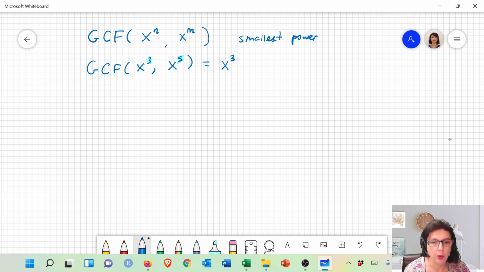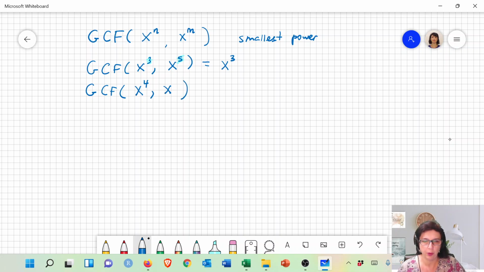Okay, so what if I find the GCF of x to the 4th and just x, and x has no power? If a variable has no power, that means the power is 1. We can always stick a power of 1 in there, and it's the same thing because raising to the power 1 does not change the number. Now we're just looking at the two powers and trying to find which one is the smallest, and that would be 1, obviously. So that's just x to the power 1, which is the same as x. That's basically what happens with variables.